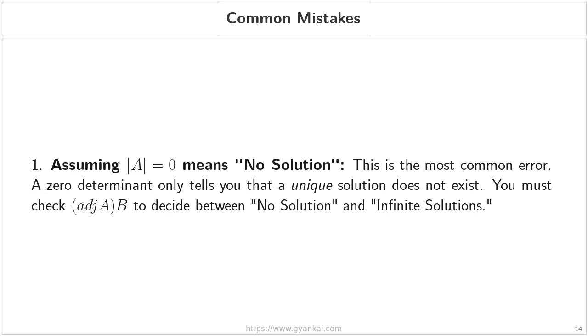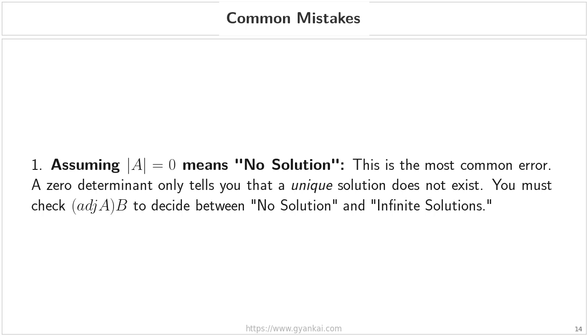Common mistakes. First, the most frequent mistake I encounter is assuming that if the determinant of matrix A equals 0, there is no solution. This is a misconception. As we discussed in the singular case earlier, a 0 determinant simply tells you that a unique solution does not exist. It doesn't tell you the whole story.